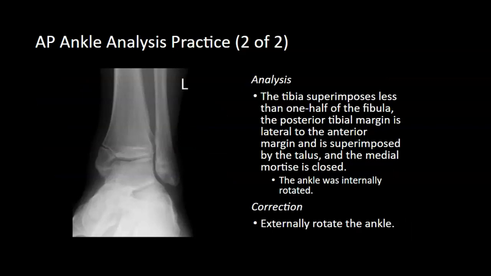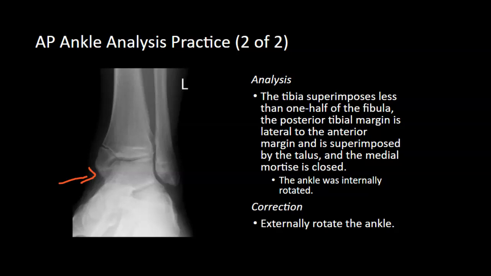In our next AP ankle practice analysis, we're again going to look for that medial mortise. If it is open, you have a good image, but unfortunately in this image our medial mortise is again closed here, okay? So therefore we have some rotation issues. Next we're going to look at that tib-fib relationship. And it looks to me like less than one half of the fibula is superimposed by the tibia.